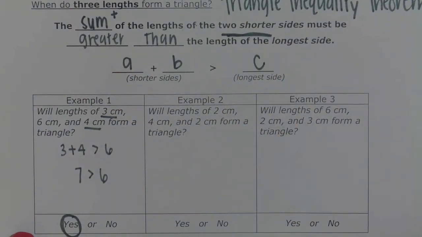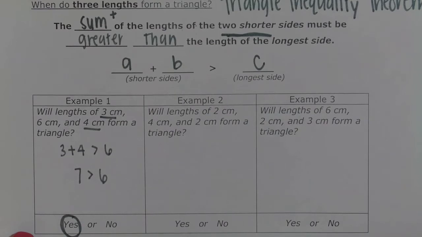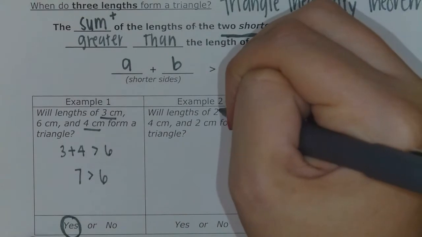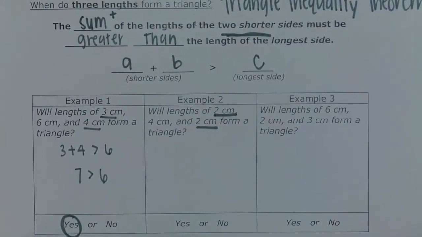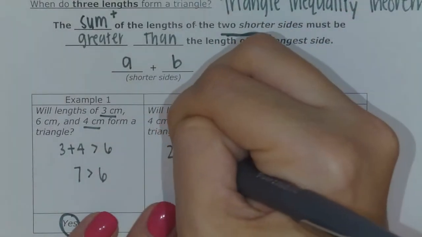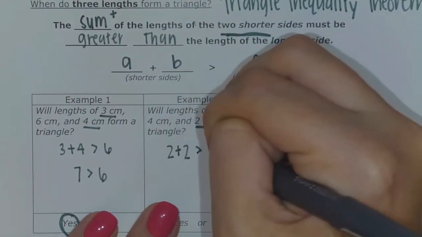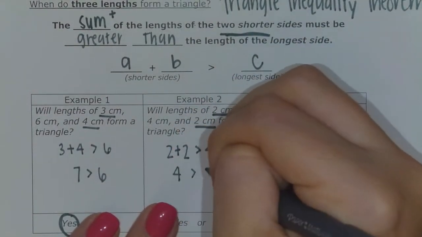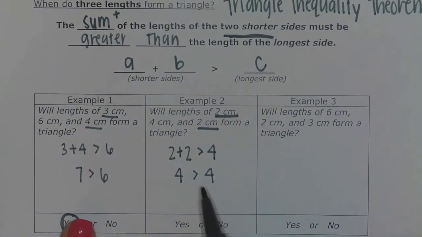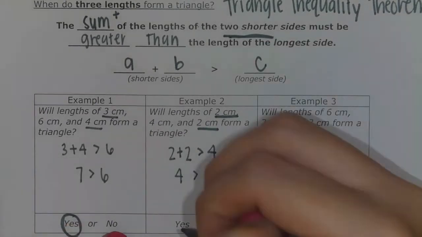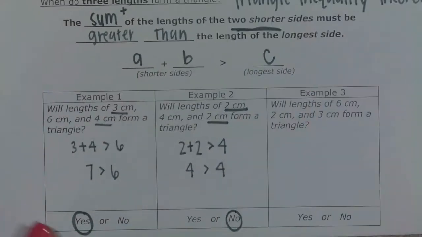Our next one, will lengths of 2 centimeters, 4 centimeters, and 2 centimeters make a triangle? Again, you're looking for your shortest sides. So 2 and 2 are my shortest sides. So if I follow my theorem, A plus B is greater than C. So 2 plus 2 is 4. Greater than 4? Well, 4 is not greater than 4. 4 is equal to 4. So this statement right here is not true. So no, this will not form a triangle.